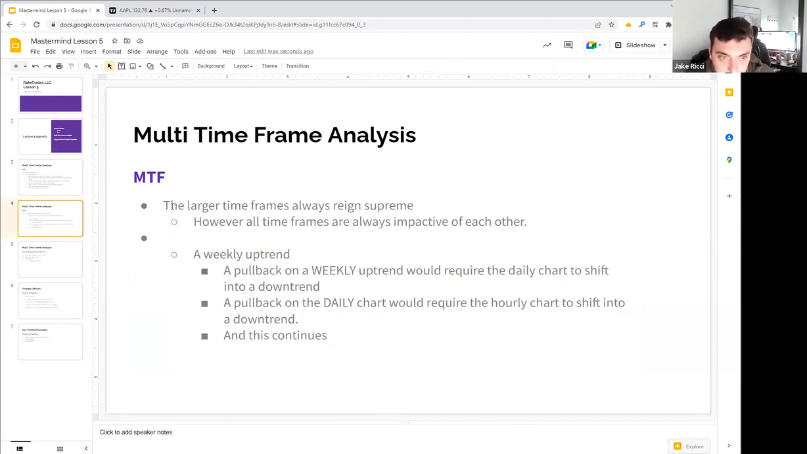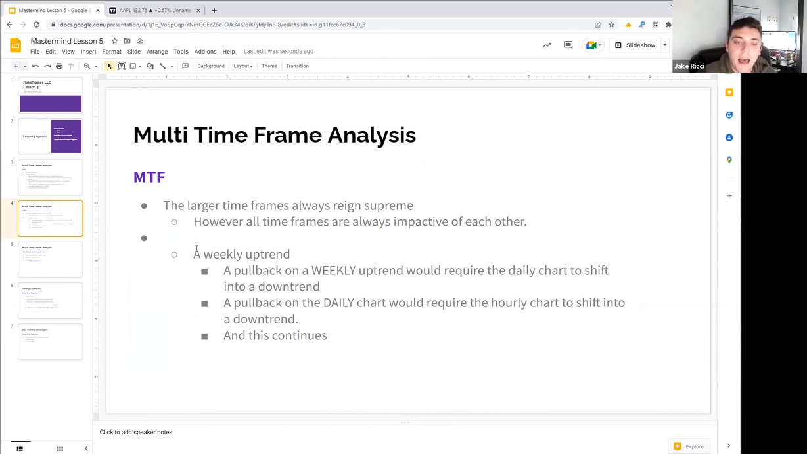So again, the larger timeframes for us will always reign supreme. However, all timeframes are always impacted by each other. And the part that was the most interesting to me when I really started to piece together how to use MTFA, multi-time frame analysis, is when you compare how the movement on one time frame is reflective of the larger picture happening overall, right?